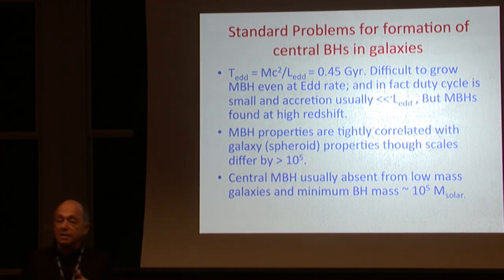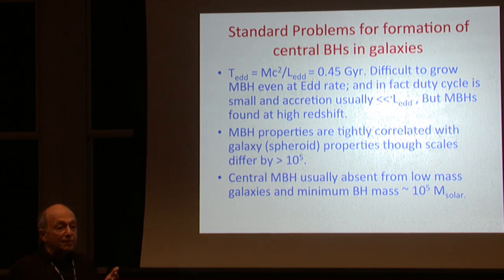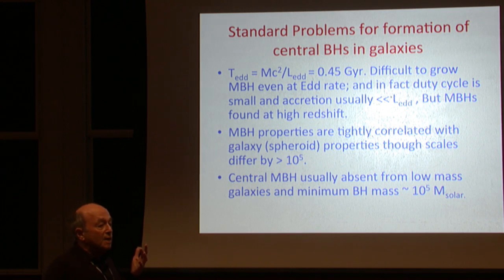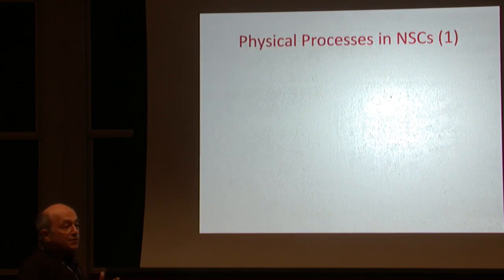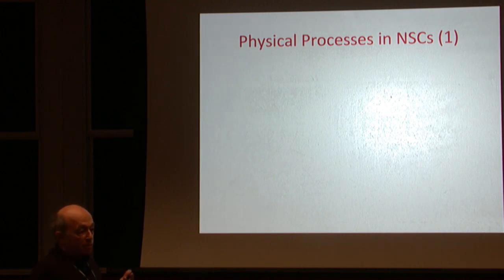So if you had a mechanism to make them, the seeds, it might bring them up to 10 to the 5, and the Sultan argument doesn't apply to very low mass black holes. It's an integral argument and applies to only high mass black holes. So what you might look for is a mechanism that makes them around 10 to the 5 solar masses. So now, what are the physical processes? With these two sets of clues, what are the physical processes in nuclear star clusters which could make black holes?